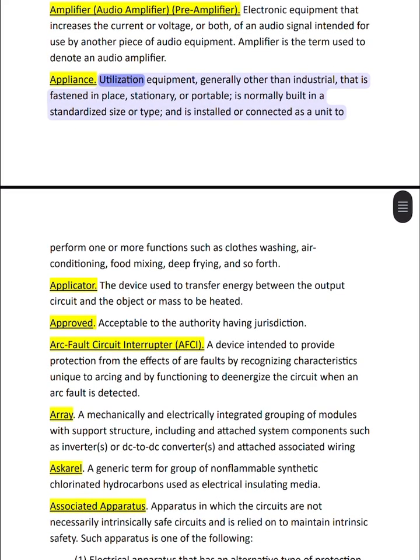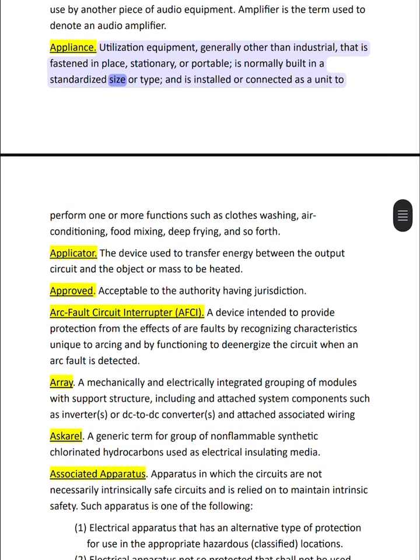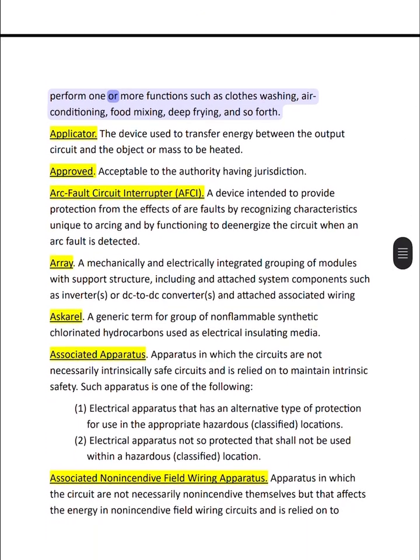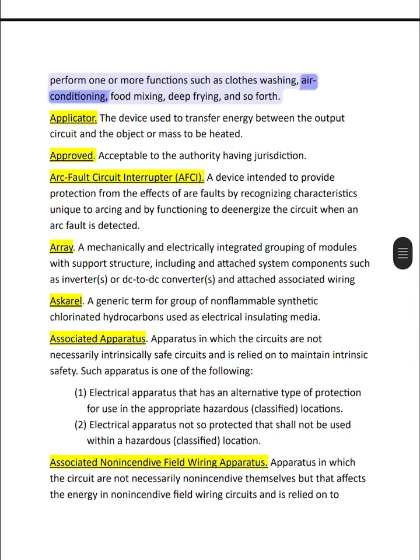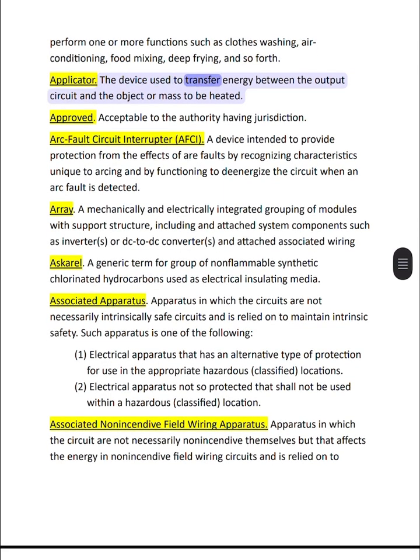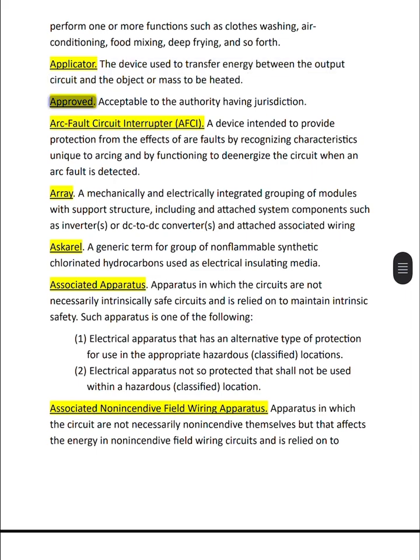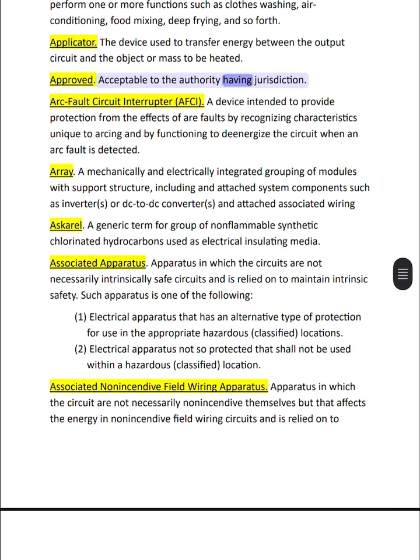Appliance: utilization equipment, generally other than industrial, that is fastened in place, stationary, or portable, is normally built in a standardized size or type, and is installed or connected as a unit to perform one or more functions such as clothes washing, air conditioning, food mixing, deep frying, and so forth. Applicator: the device used to transfer energy between the output circuit and the object or mass to be heated. Approved: acceptable to the authority having jurisdiction.